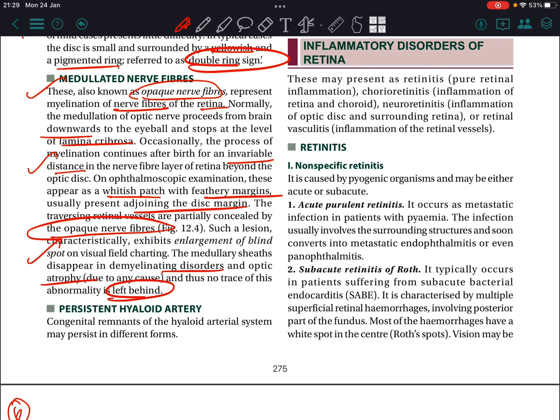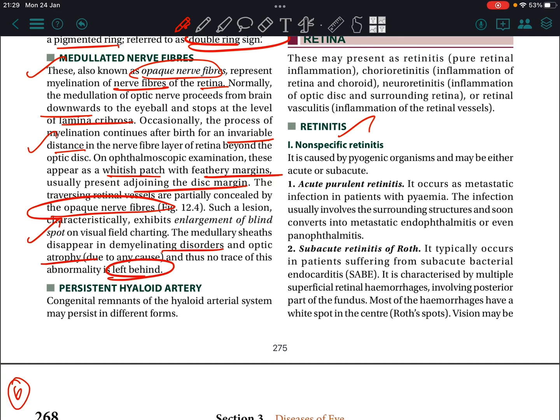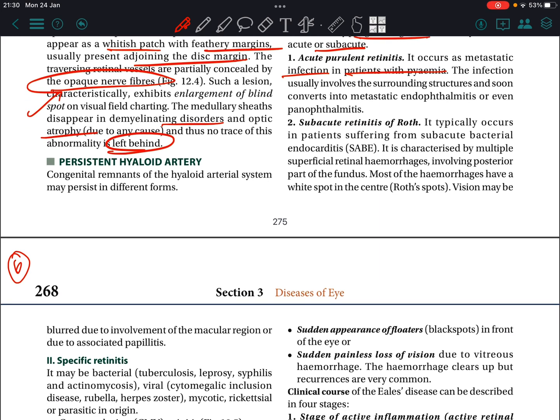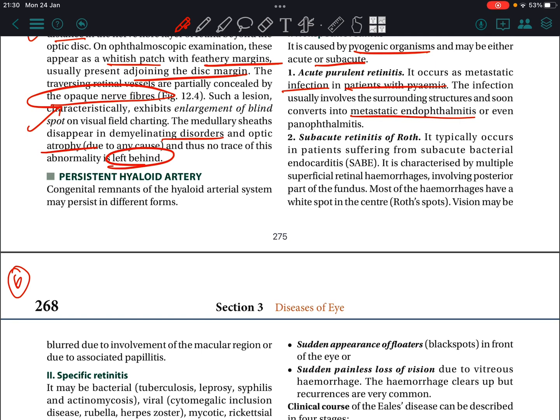Inflammatory disorders of the retina. Retinitis. Non-specific retinitis is caused by pyogenic organisms. It may be either acute or subacute. Acute purulent retinitis occurs as a metastatic infection in patients with pyemia. The infection usually spreads to the surrounding structures and soon converts into metastatic endophthalmitis or even panophthalmitis.